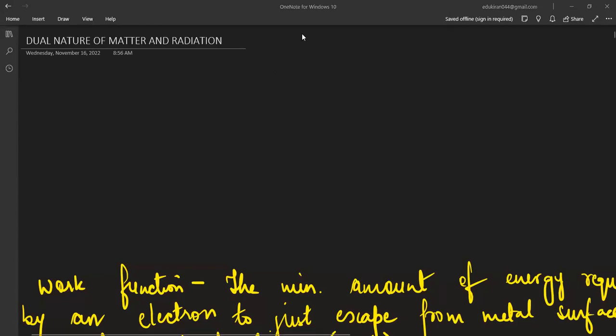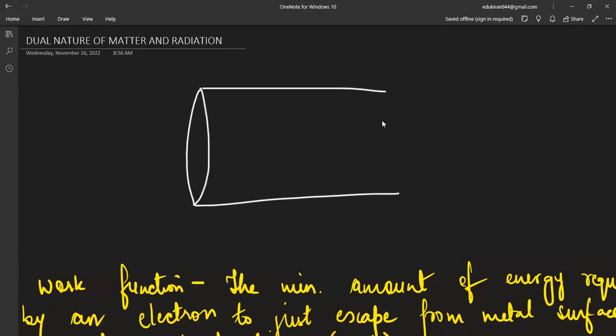Okay, and now that completes nuclei. Now starting with dual nature of matter and radiation. So see, in your notes, everything is mentioned. Some terms are there. See, let's say a wire segment, a conductor, is present. In it electrons are present. These electrons are present on the surface of the metal. Let's say this is some metallic element.